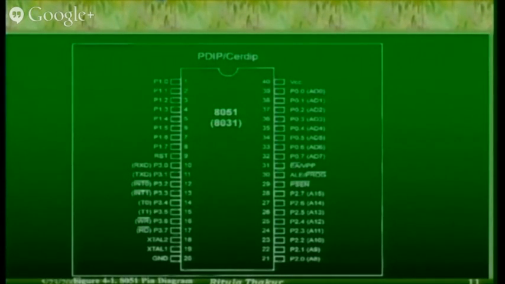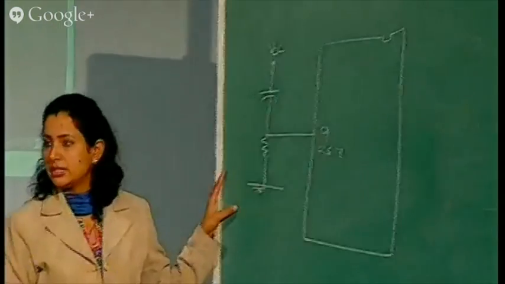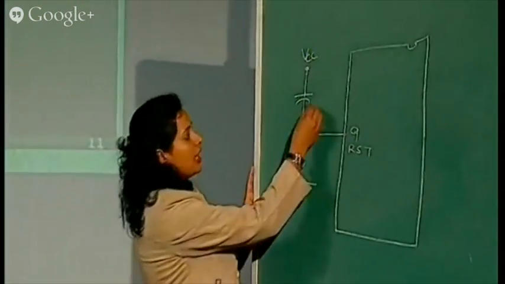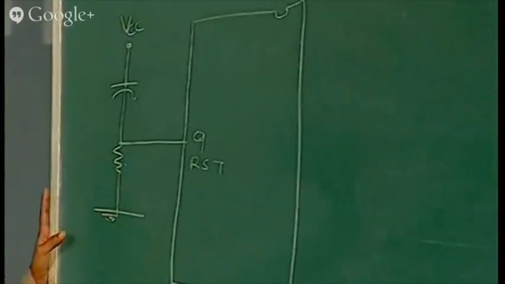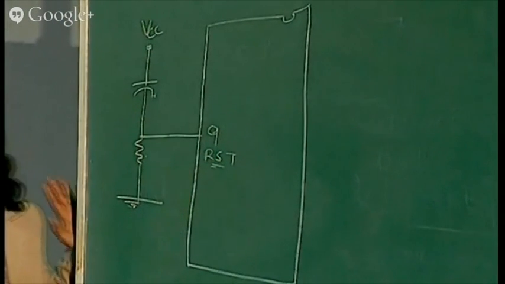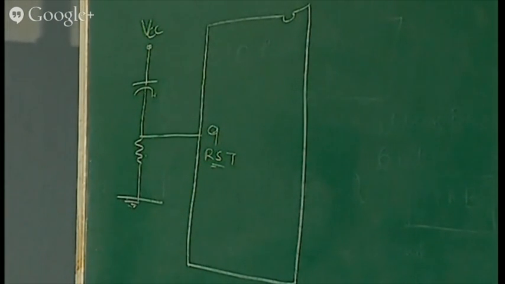Now this is one type of reset circuit in which we have one capacitor here and we have one resistor here. So what is meant by reset circuit? Reset circuit means whenever we want to reset the controller, all its internal registers' values become 0. So this kind of circuit which I have drawn here is known as power on reset. This is known as power on reset circuit.